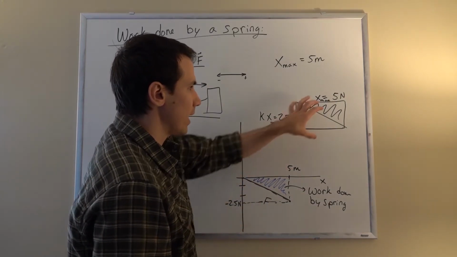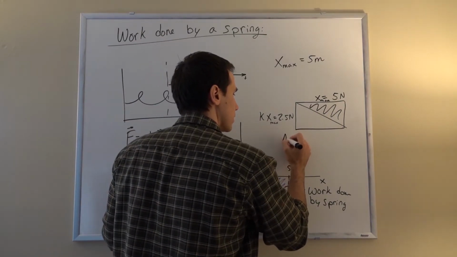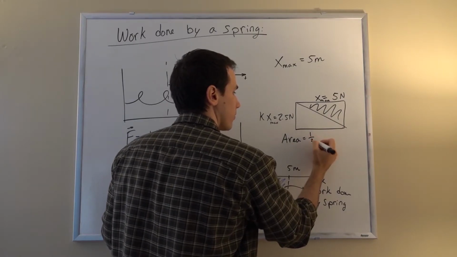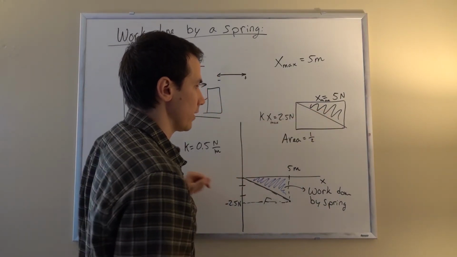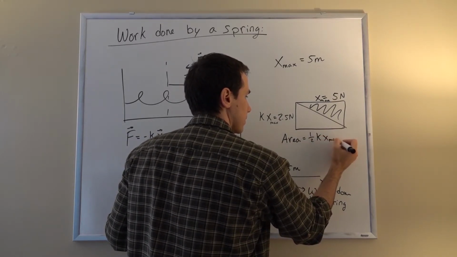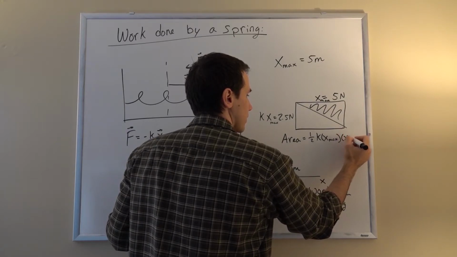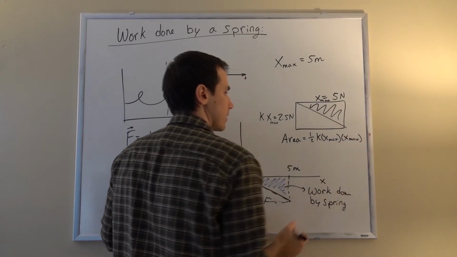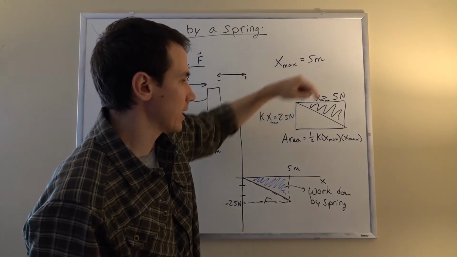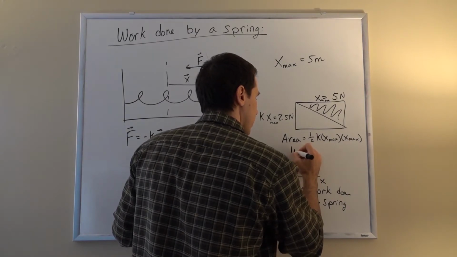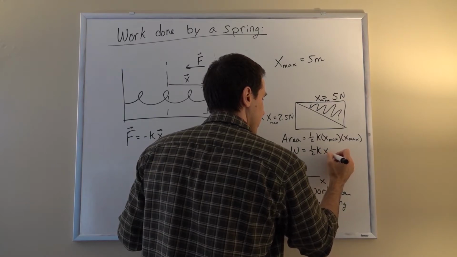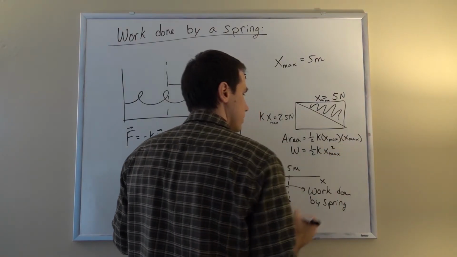Okay, so our area here looks like a half, because I'm only taking half of the full area of the spring constant times x max times x max again. k times x max for this side multiplied by x max again. So my work, which is the same as my area, looks like 1/2 k times x max squared.